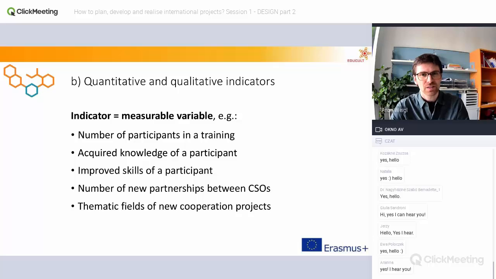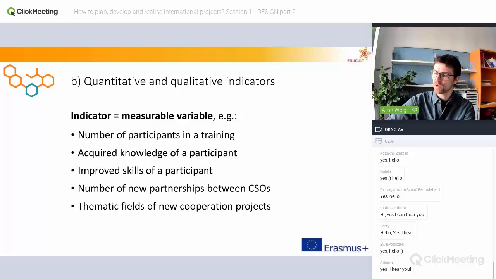What is an indicator? An indicator is a measurable variable. For example, if you have a training, you can measure the number of participants. And you can set an indicator like 10 participants in a training. This is my indicator then for success. We'll come to that later.